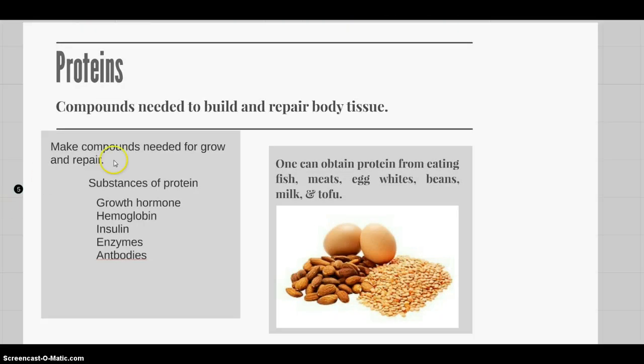Proteins are compounds needed to build and repair body tissue. Proteins make compounds needed for growth and repair. When you think about protein, you should think about growth hormone, hemoglobin, insulin, enzymes, and antibodies. Without proteins, you're not going to have any of those things. And how could I forget receptors for cells to communicate? One can obtain protein from eating fish, meats, egg white, beans, tofu, milk, and of course, nuts. Nuts are good too.